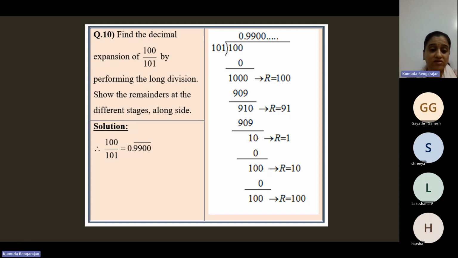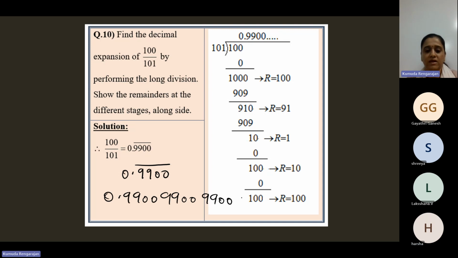So it's to be written like this, children. See here. 0.9900 recurring. Now this set again repeats, 9900 again, 9900 again. It's going to go on like this. So it is 0.9900 recurring. All right, this set of digits is going to repeat.